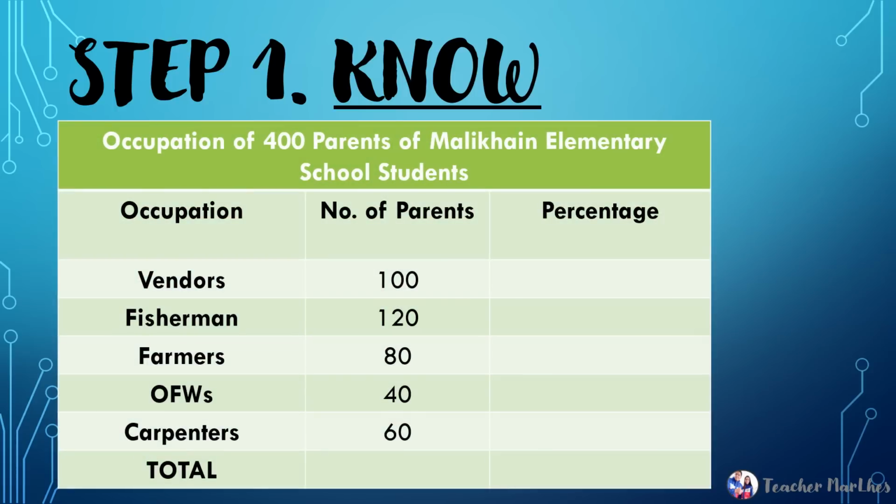For this table, the pie graph is about the occupation of 400 parents of Malikhain Elementary School students. And the parts of the pie graph are their occupations, such as vendors, fishermen, farmers, OFWs, and carpenters.